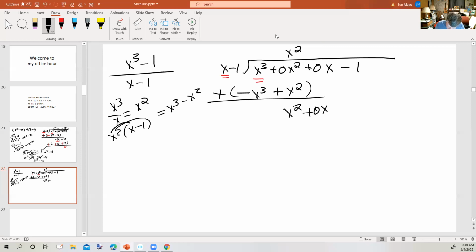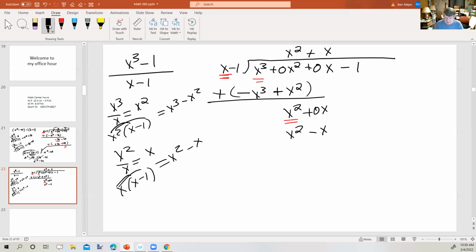We'll bring down the next term, 0x, and start the process over again. Divide the leading term inside by the leading term outside. X squared divided by x is x. So we have plus x. Then we take the x times the divisor. Distributing, we get x squared minus x. So this is x squared minus x. Am I going too fast? No. All right. We're going to subtract this quantity from what's up above.